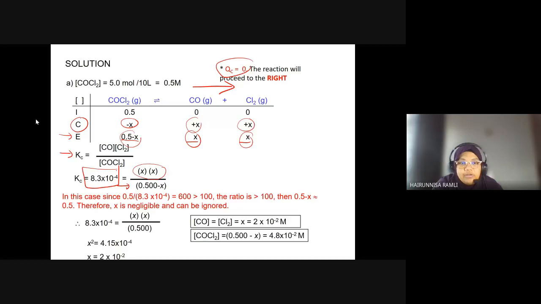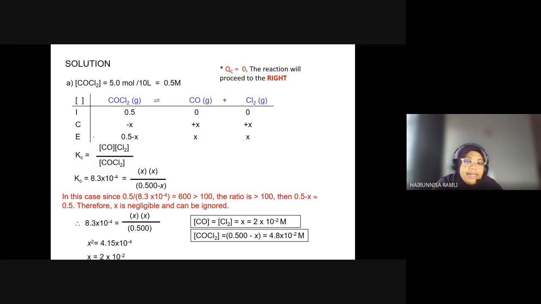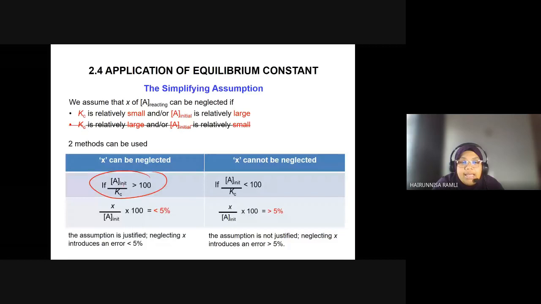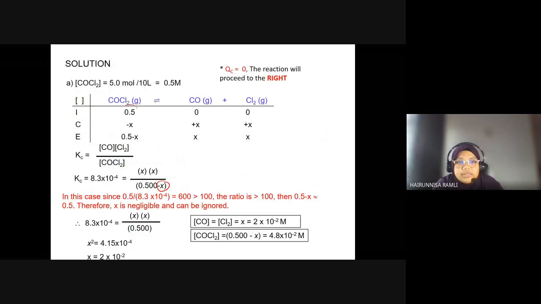Now, in this example we want to show whether we can neglect X. Can we neglect the value of X here? This is where we use the first method. Initial concentration over KC must be more than 100. Initial concentration 0.5 over KC.